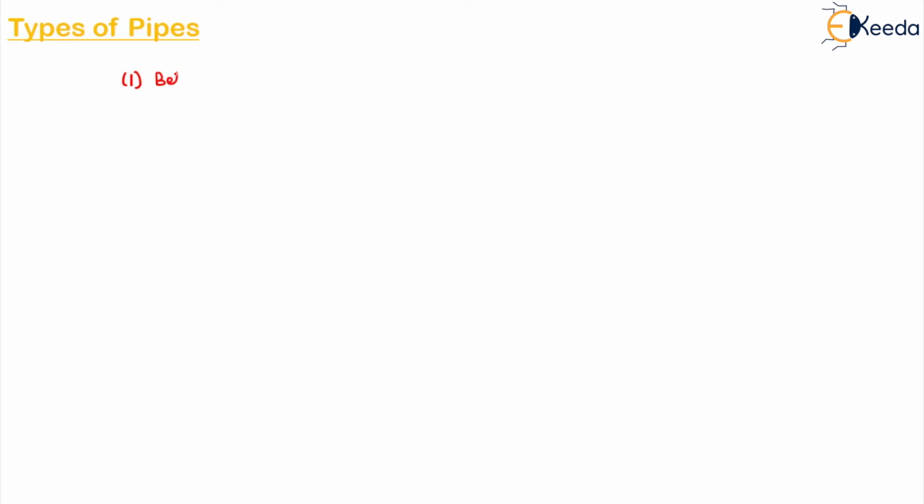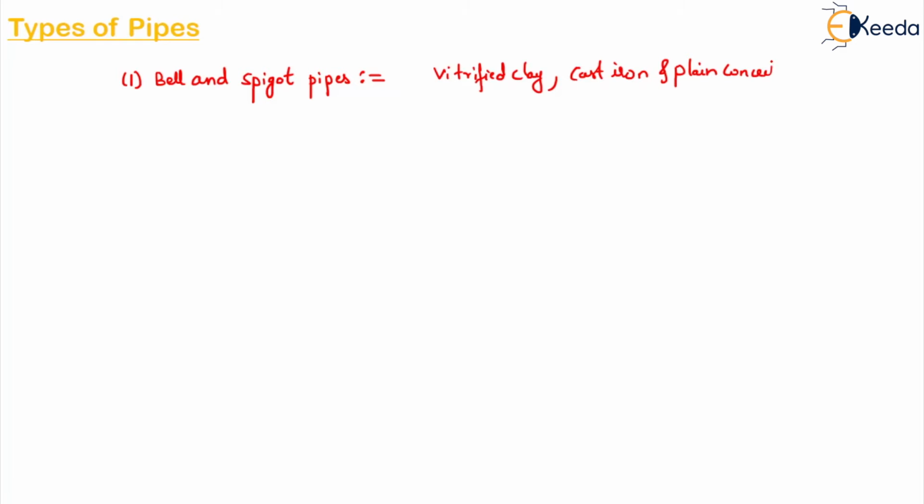The first one is the bell and spigot pipes. Normally these are made up of vitrified clay, cast iron and plain concrete, and they are provided with open joints.